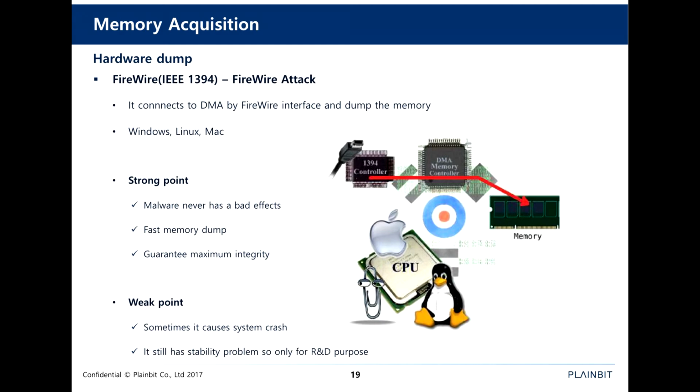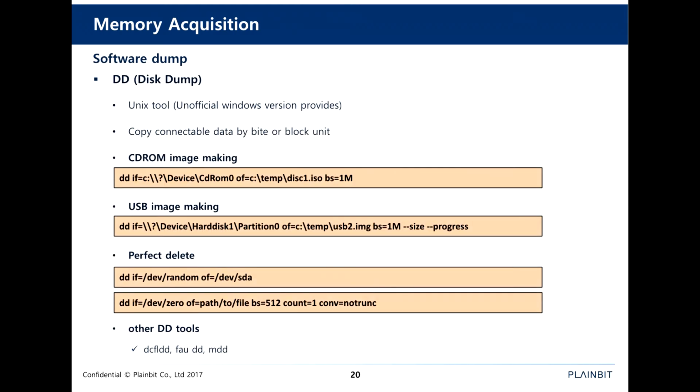There is a way to do a memory dump using the FireWire port. FireWire is a popular port on Mac series PCs. With this port, memory data can be collected via DMA without going through the CPU. However, there is a disadvantage that the port is not common and memory data can be collected only for a specific target. There are many ways to acquire memory using hardware.